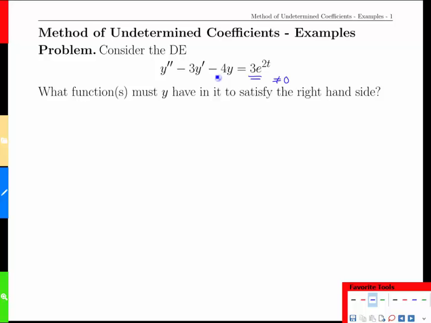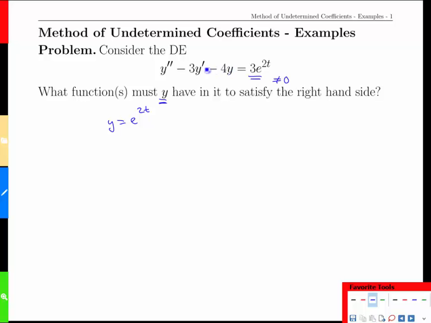For now, though, let's use our intuition. Let's not proceduralize too much. Just ask yourself, well, what does y have to have in it if the right-hand side is going to have an e to the 2t? Well, y better have some e to the 2t's in it, because otherwise they're not going to equal each other.